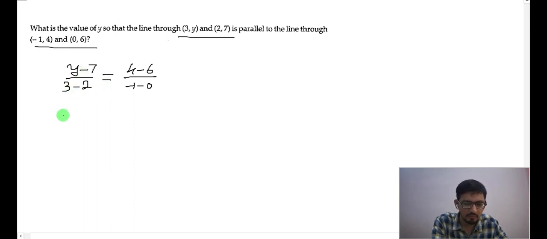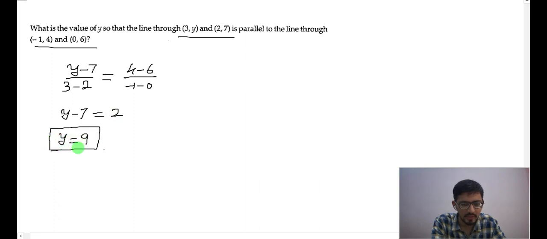So 3 minus 2 is 1. 1 you don't need to write in the denominator. So just what I will write here? y minus 7. And 4 minus 6 is what? The minus 2 divided by minus 1, which is plus 2. So what answer will I get? 2 plus 7. y is equal to how much will I get? 9.